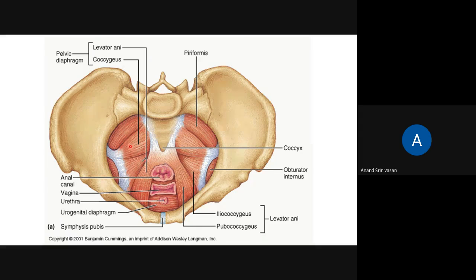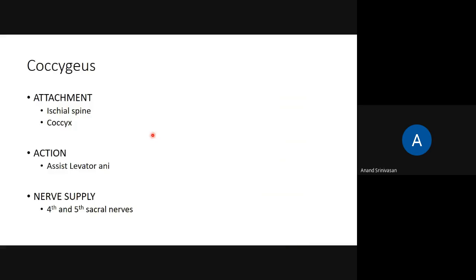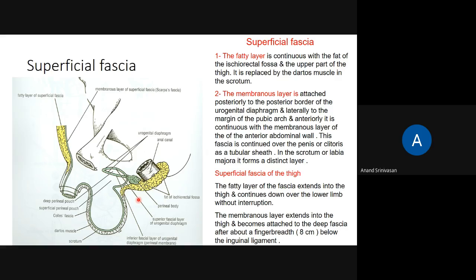It arises from the ischial spine and goes towards the coccyx, so that's why it's called coccygeus, or some books call it ischio-coccygeus. It assists the levator ani and is supplied by the fourth and fifth sacral nerves. Basically, in the perineum, you need to know the layers.